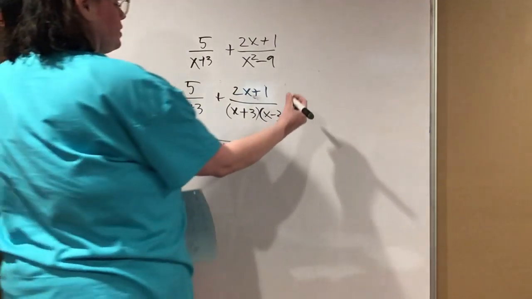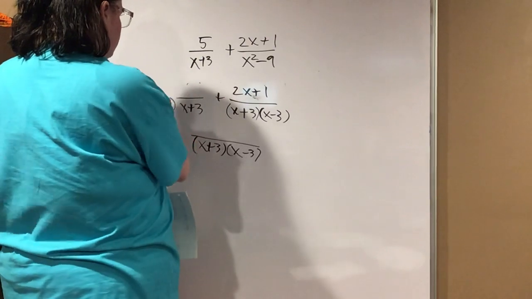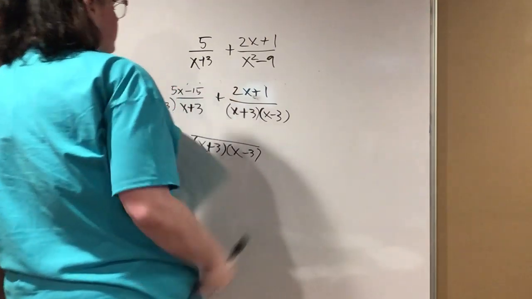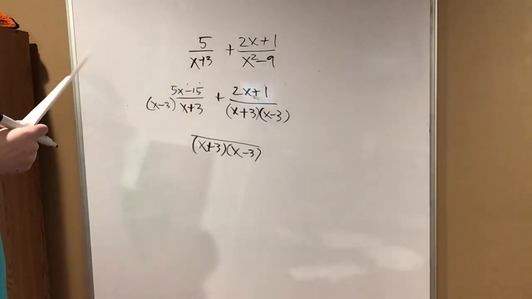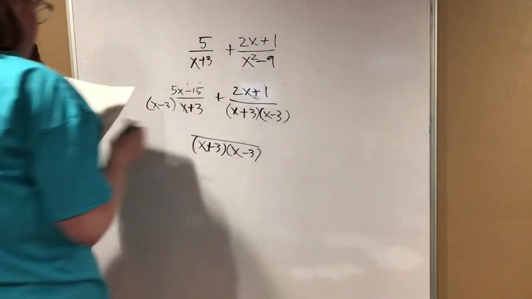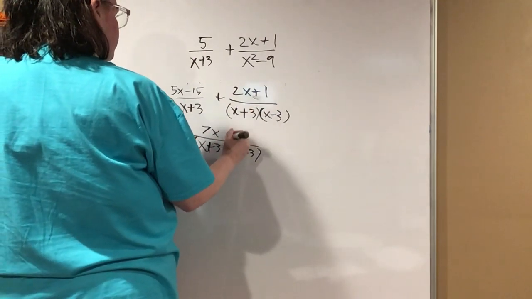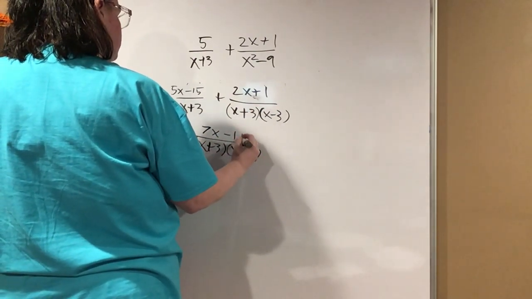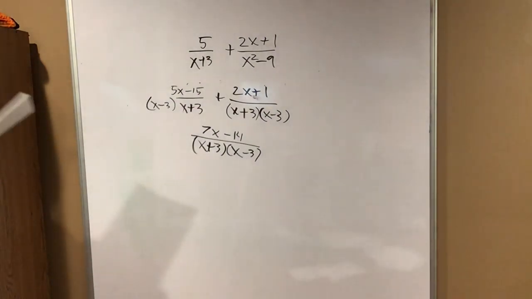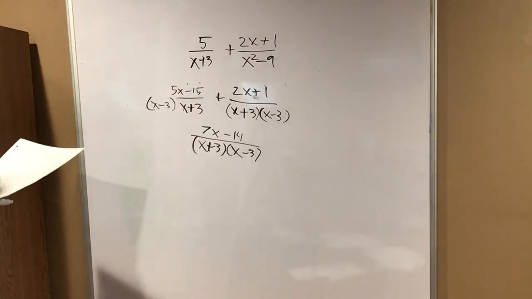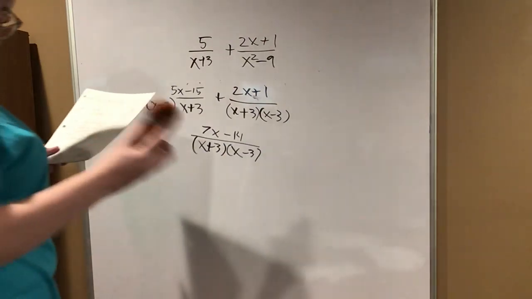So let's multiply this through here, and we would get 5x minus 15, and now just add. 5x plus 2x is 7x, negative 15 plus 1 is negative 14. And that is how we have added those rational expressions together. So it's just finding the least common denominator, pulling it out, and seeing what's left over.